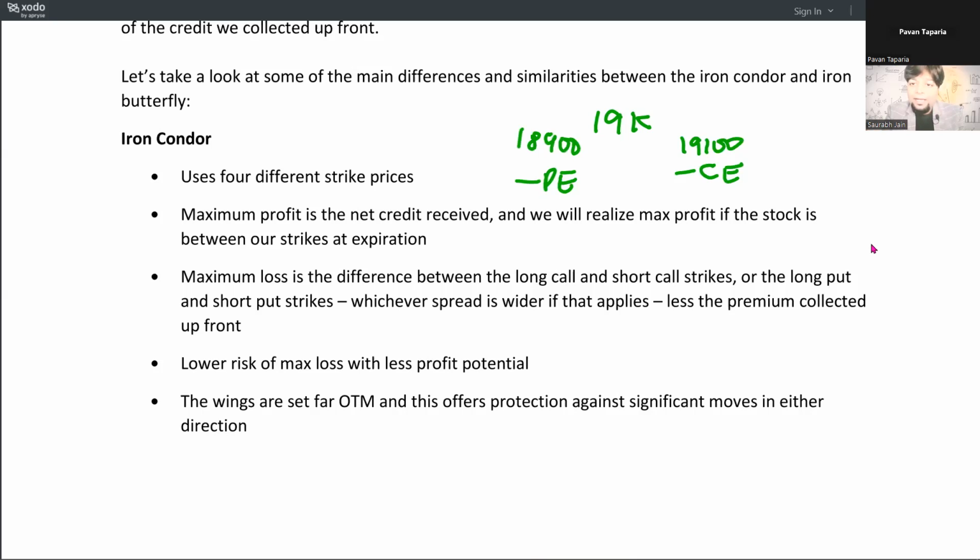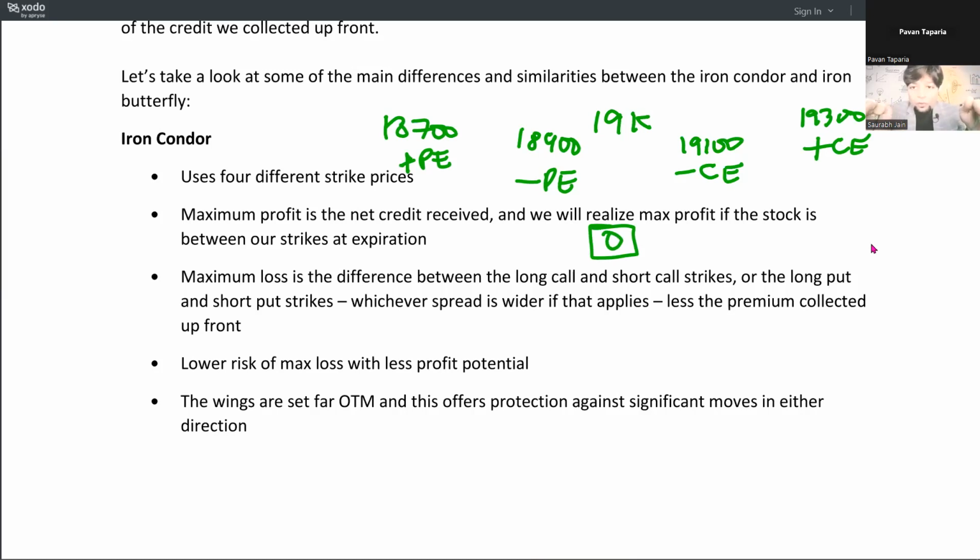Okay. And you can buy the 19,300 call, and you can buy the 18,700 put. This is what you can do, right? Now, based on the premium, you will see that the strategy's delta would be close to 0, delta neutral, right? Now, this is when you do an iron condor. But in this, your spread is higher.